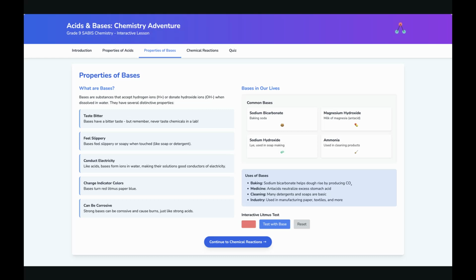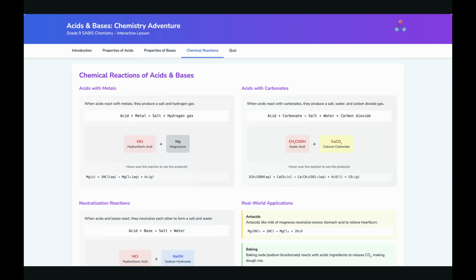In this case, if you have a red litmus paper and you put base on it, it will change into blue. Let's see the chemical reactions. Acids with metals, as we said, form salts and hydrogen gas. And acids with carbonates form salt, water, and carbon dioxide.